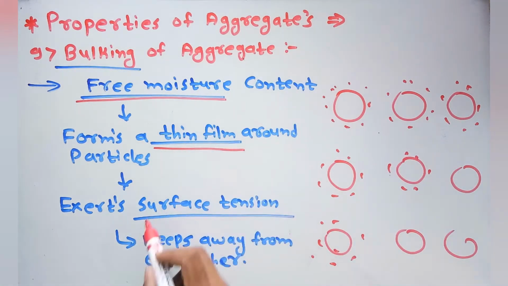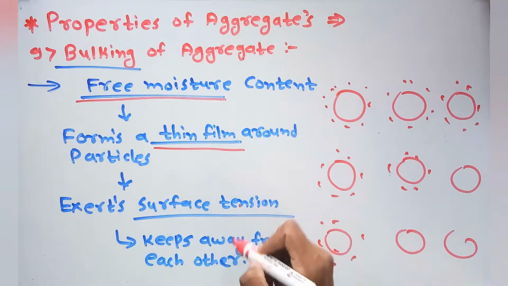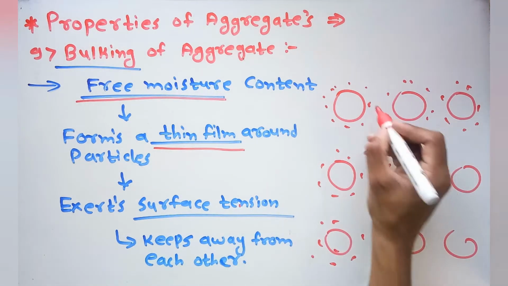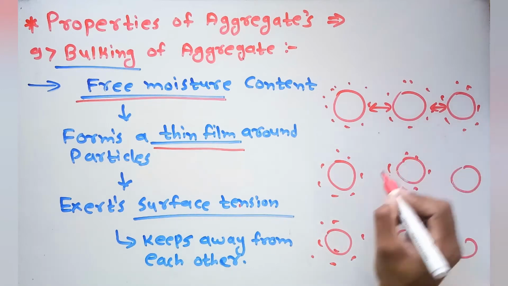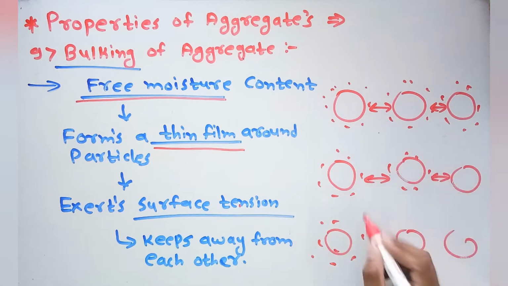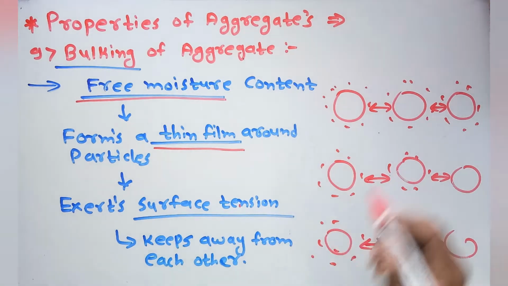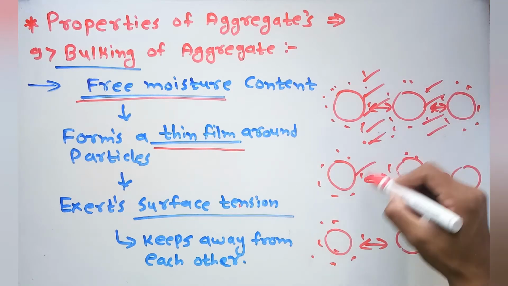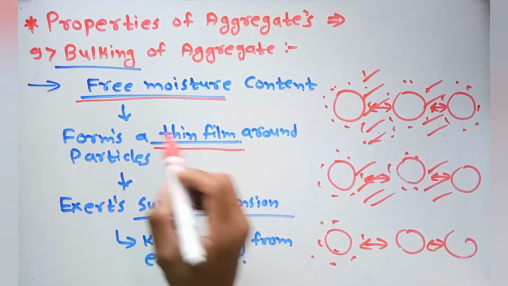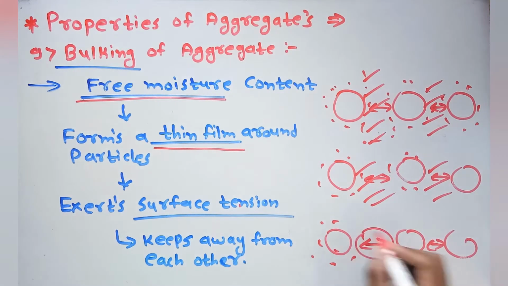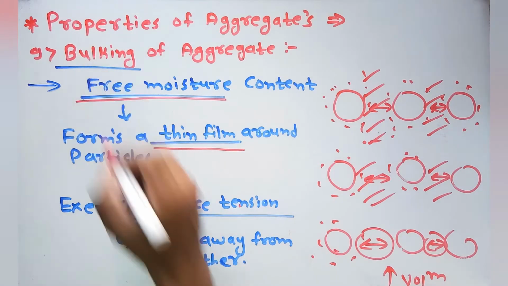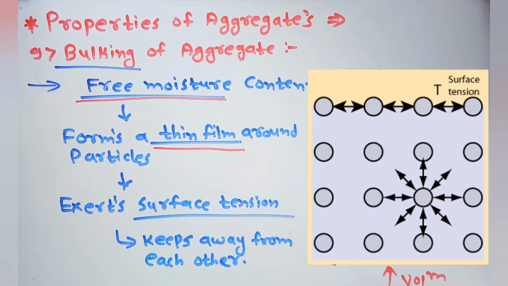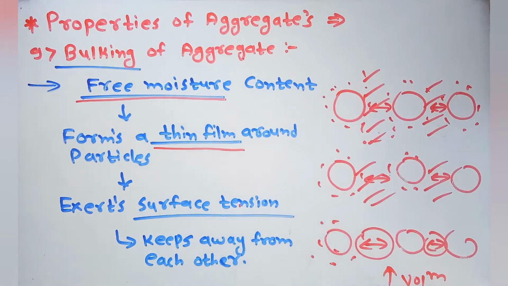Then this thin film exerts surface tension, and as we know, surface tension is the property which keeps each particle away from each other. So due to surface tension these particles move away from each other, and as we can see, some voids are present between all the particles, and that causes the increase in the volume. This gap or void causes an increase in the volume, and that directly imparts the bulking. So this is about the bulking of aggregates.